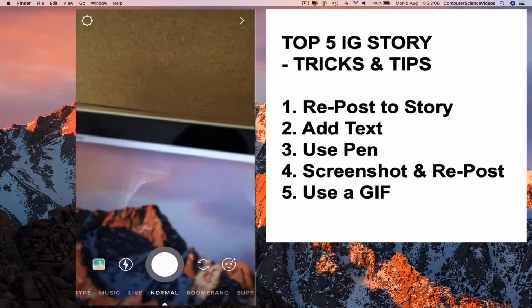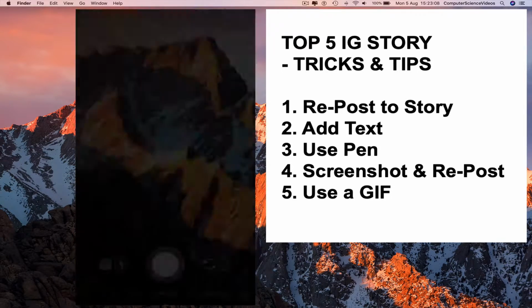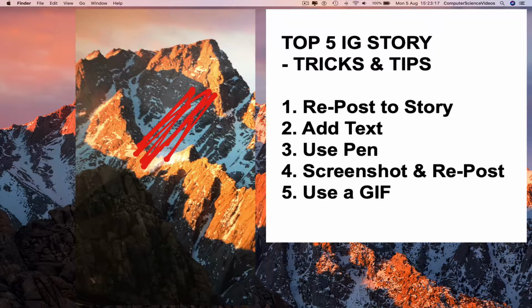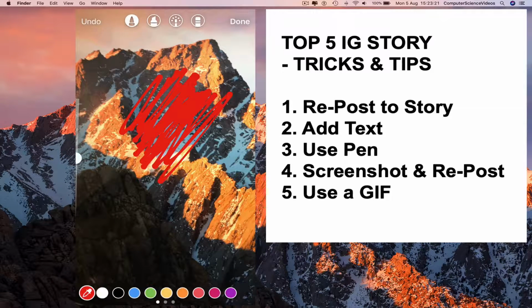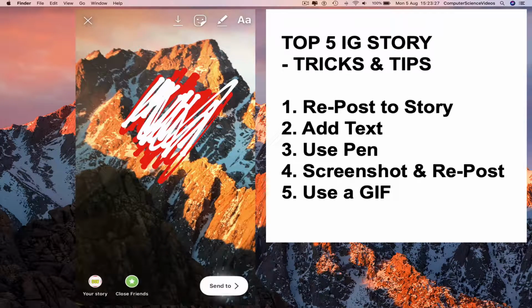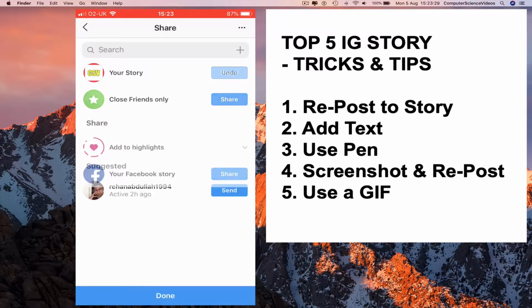#3 would be take another photo, use the pen, change the color to maybe red. Change to white. Send to your story.